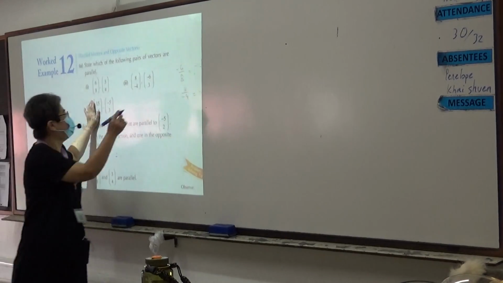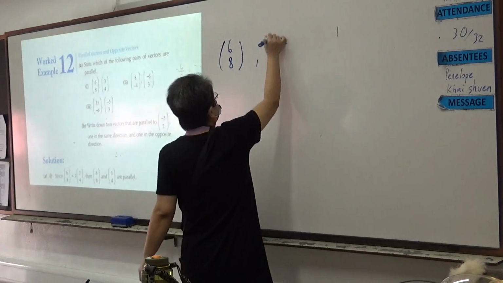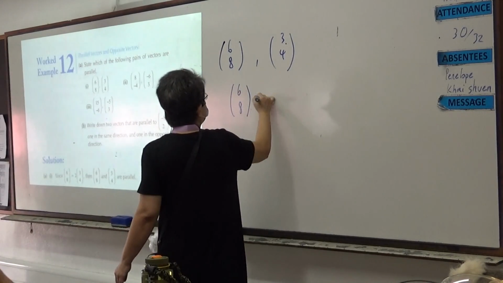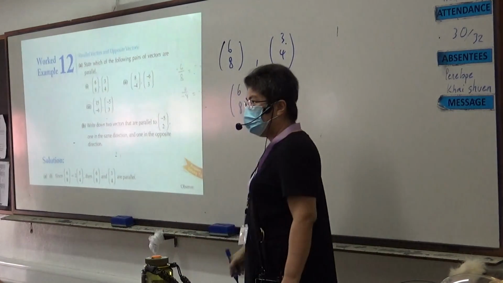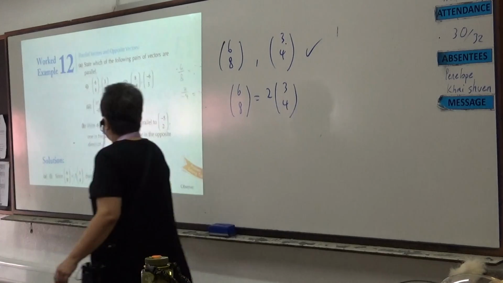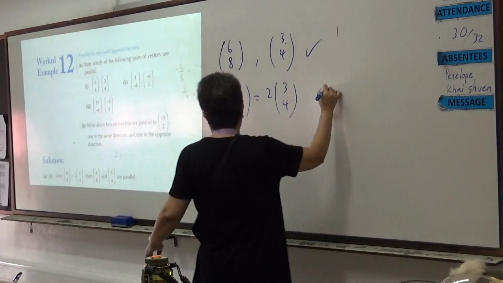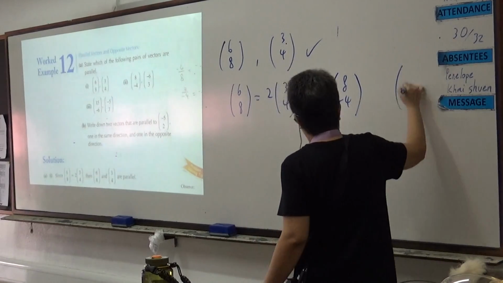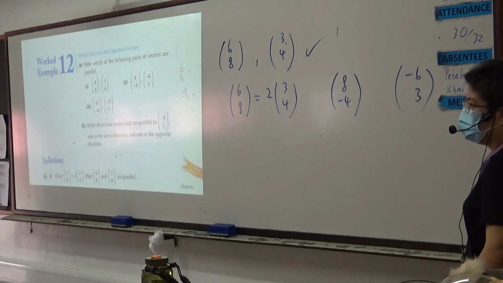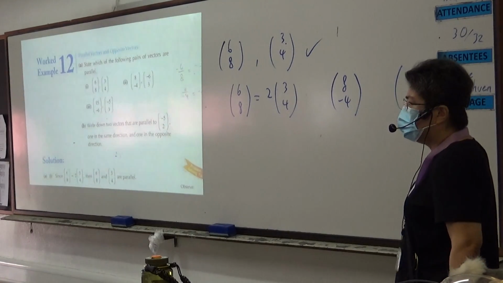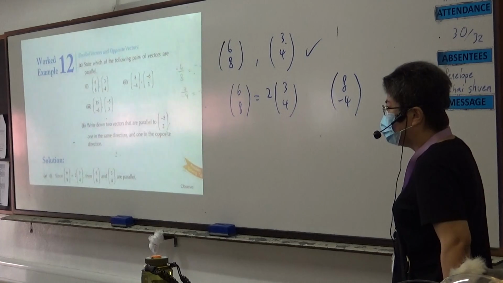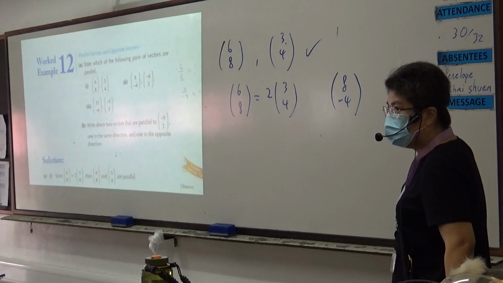Okay, let's take a look at this. All of you look up. Can you see 6, 8 is actually 2 times 3, 4? This is a scalar multiple, right? So, are they parallel? Yes. Alright? Now, how about part 2? What can I multiply by to get the other one? Are we able to? No, right? We can't right now.